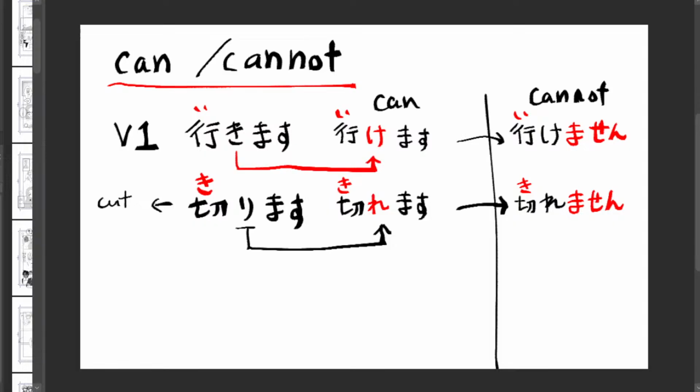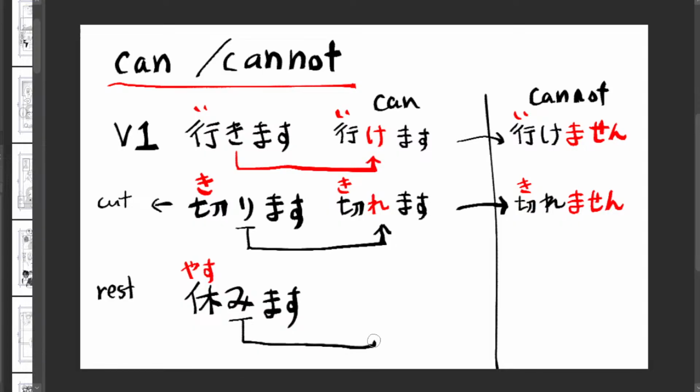Yasumimasu. To rest or to take a day off. The hiragana is yasu. Yasumimasu to me means to rest or take a day off. For example, you have to go to work or go to class, but you're not feeling so well, so you yasumimasu. I rest. When you want to say I can rest, yasumemasu.